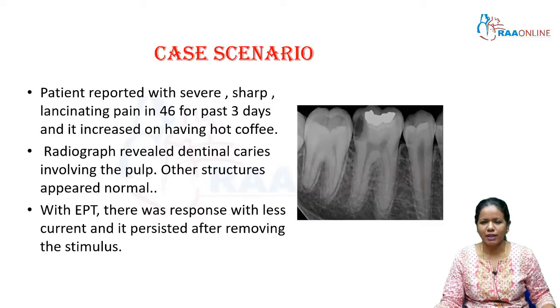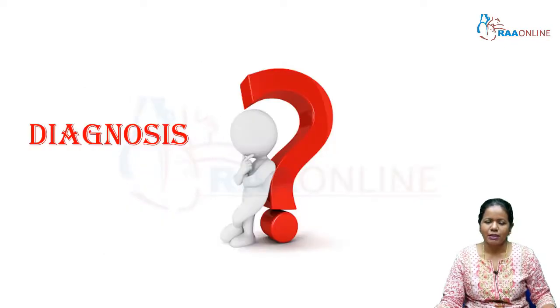First, let me give a case scenario where a patient reported with severe sharp lancinating pain in the lower right first molar tooth for the past 3 days, and the pain increased on having hot food. When I took a radiograph, there was dentinal caries involving the pulp. Other structures appeared to be normal. With electric pulp test, less current was required to give the response. What could be the diagnosis? Okay, let's see whether you're able to answer at the end of the lecture.